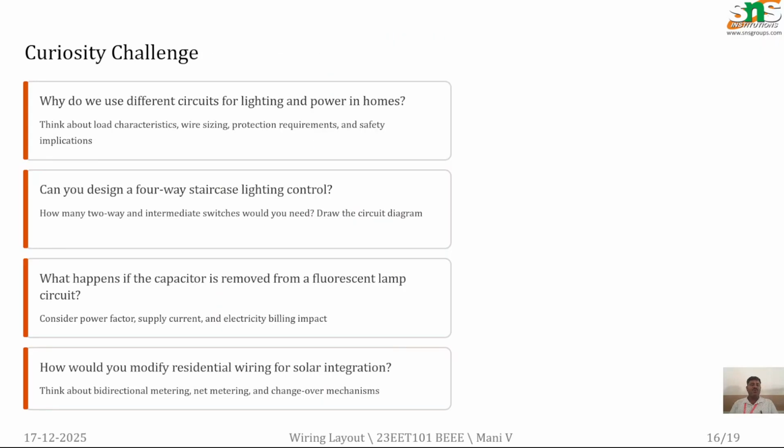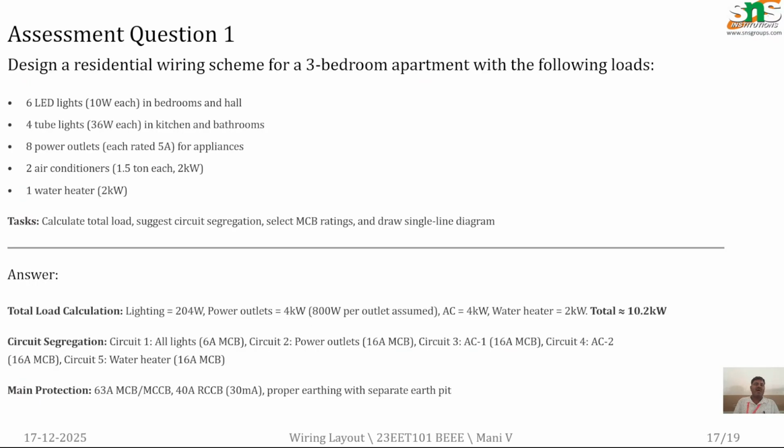Now this is the QRT challenge. Why do we use different circuits for lighting and power in a home? Can you design a four-way staircase lighting control? We have seen only two floors or three floors, but if you plan for four-way, what strategy will you follow? These are a few Q&A challenges. You can put your answer in the comment box or chat box. And this is an assessment.